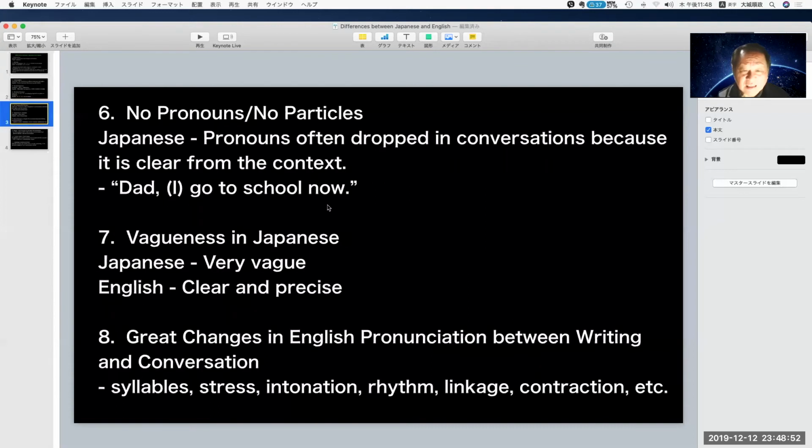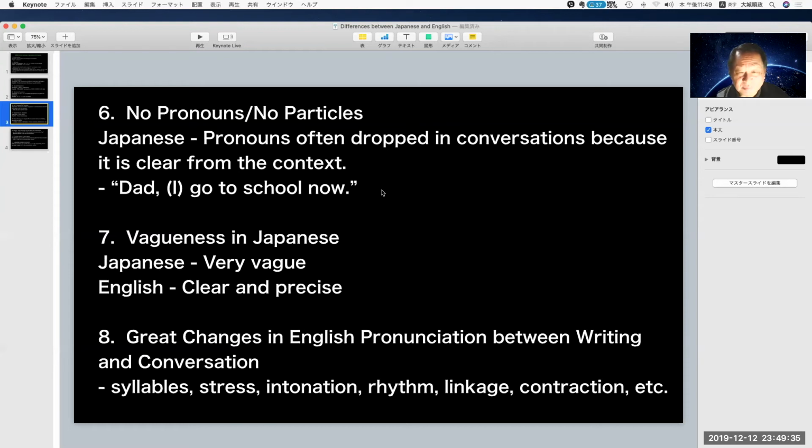Now, the sixth difference. In Japanese, pronouns and particles are often dropped in conversation because it is clear from the context. For example, in English, you say, Dad, I go to school now, right? But in Japanese, you can omit this I. So just say, Dad, go to school now. And everybody understands from the context that it is the person who's talking.